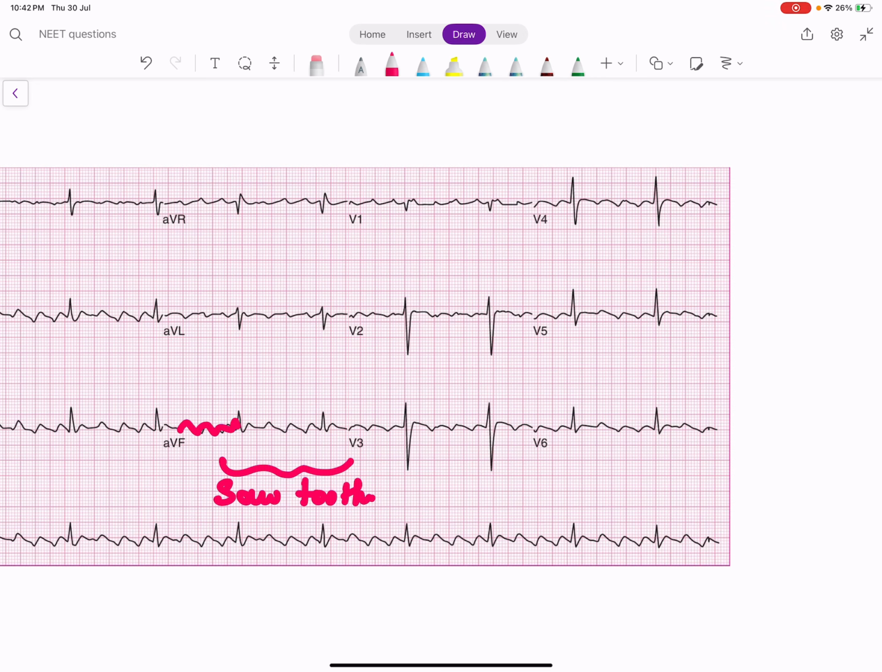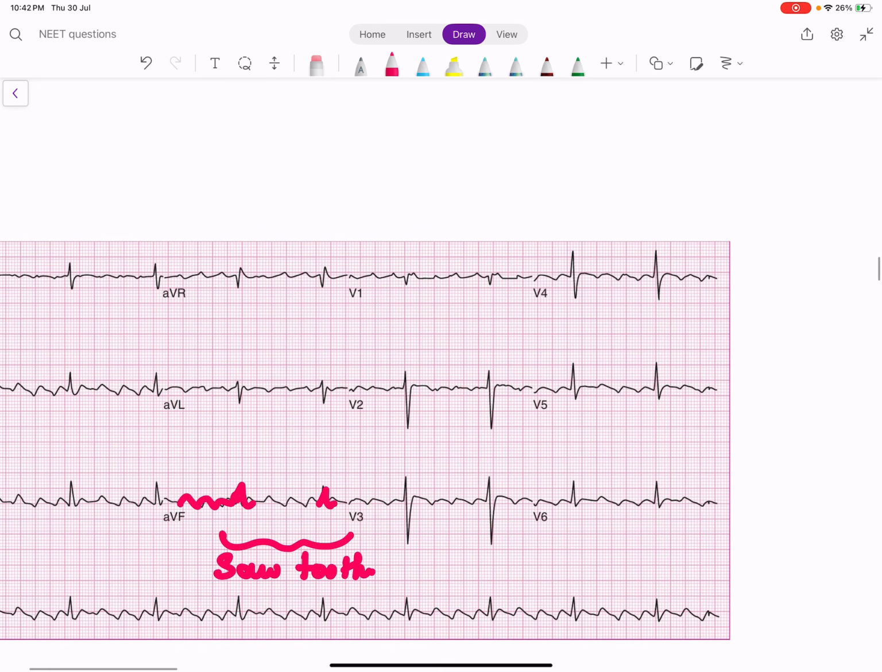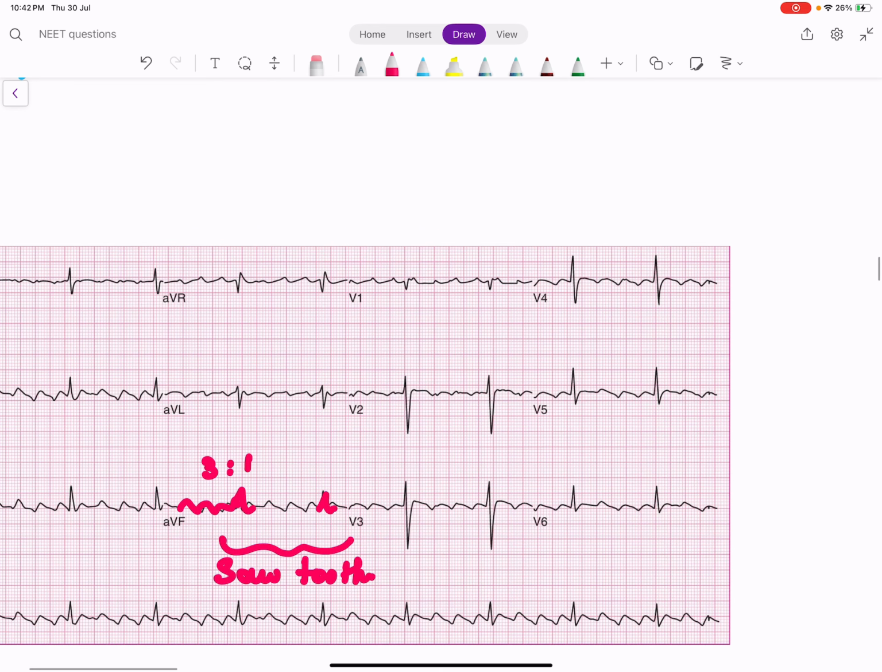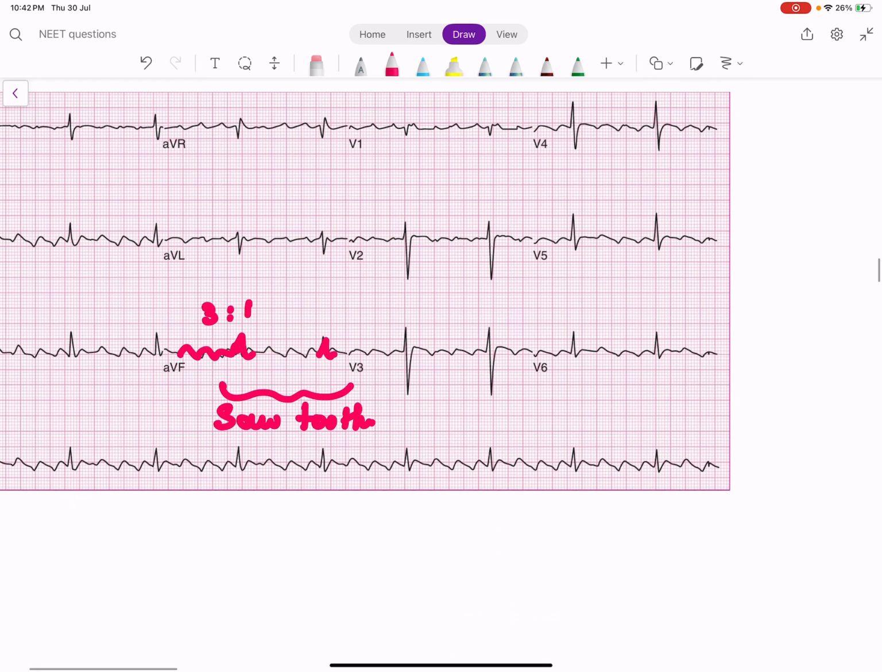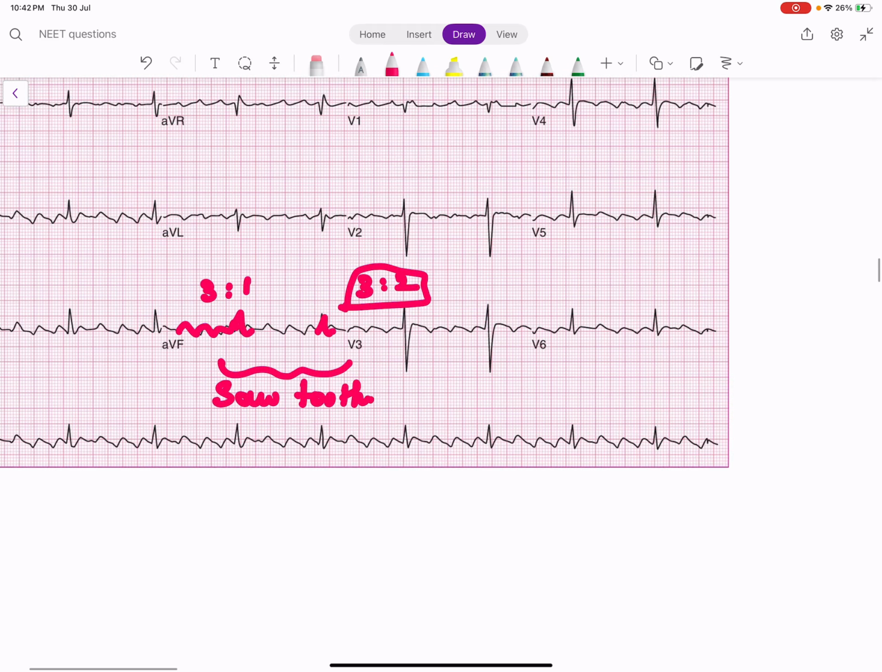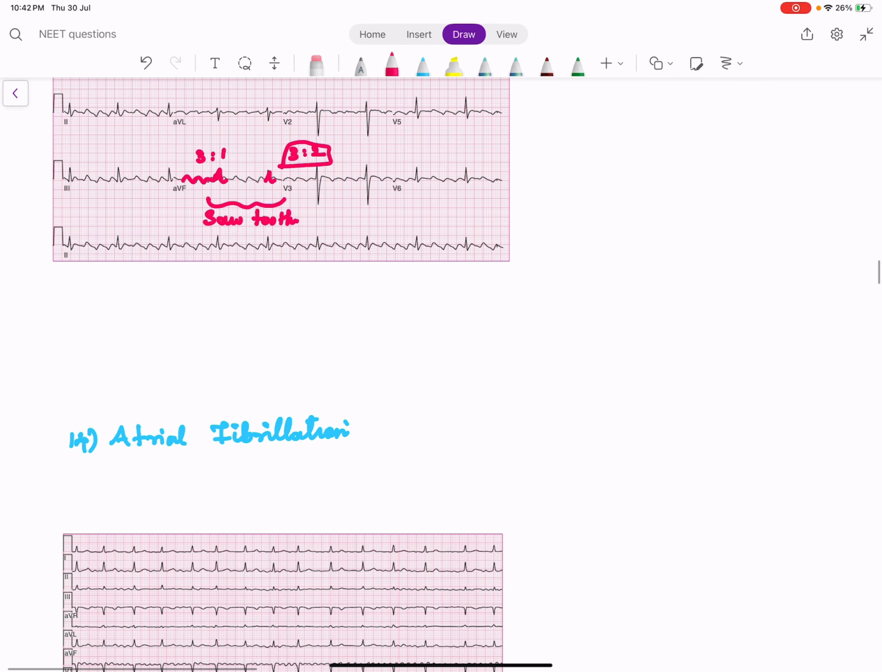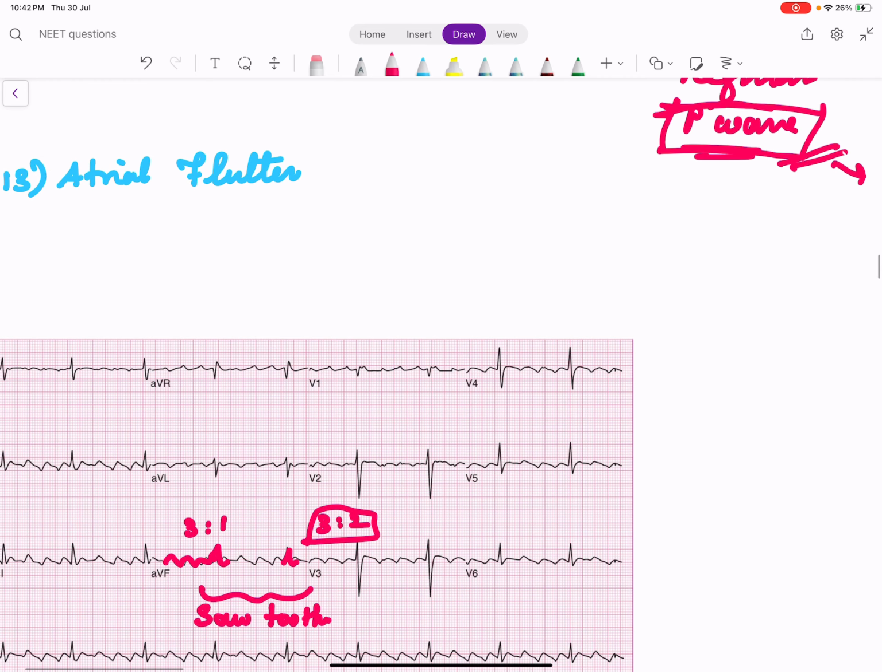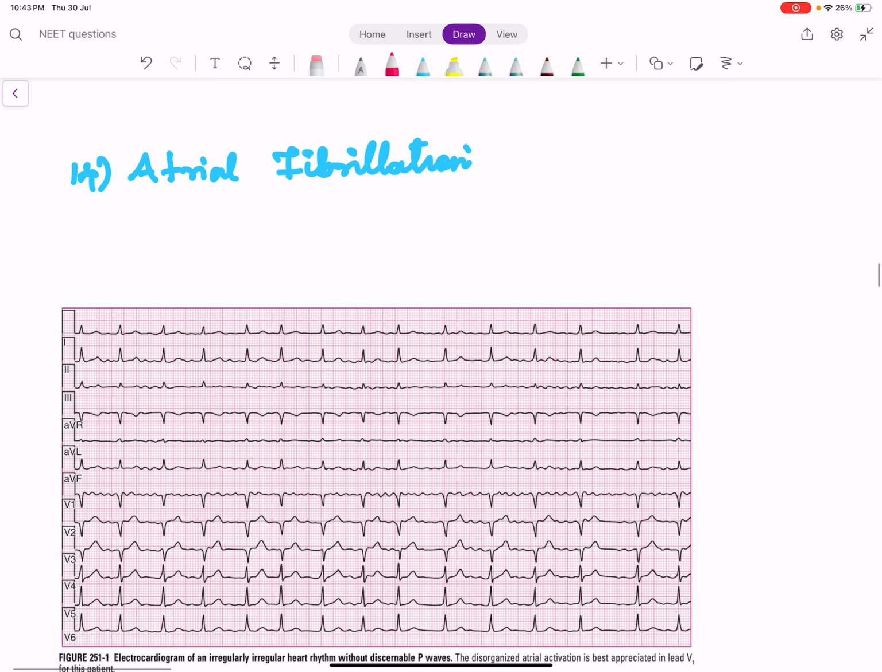So multiple atrial waves but one QRS. Like 3 atrial waves for one QRS complex. There may be 3 atrial waves for 2 QRS complexes. So 3:1 conduction or 3:2 conduction. This is atrial flutter. Suppose one MCQ may come, or if someone asks you the mechanism of atrial flutter, here again it is re-entry. It is called cavotricuspid isthmus re-entry. Just think of it as a one-liner.